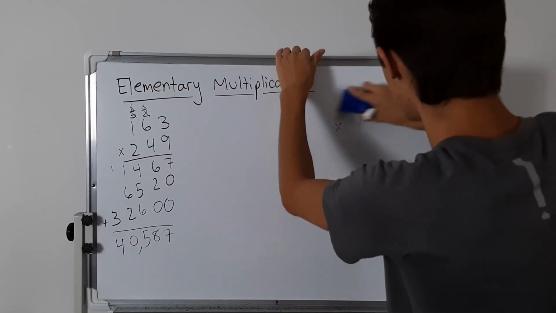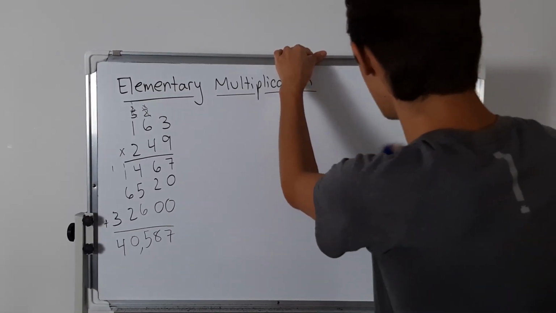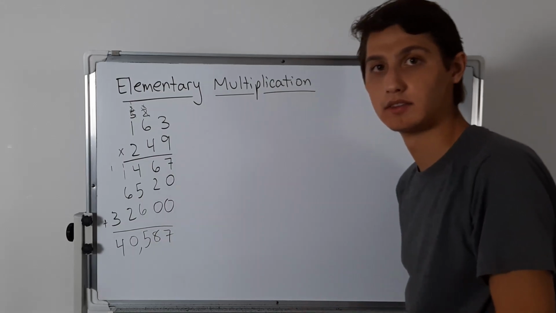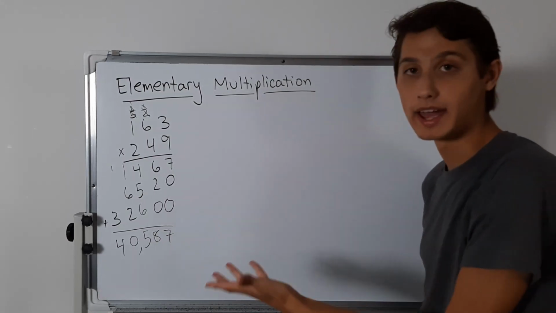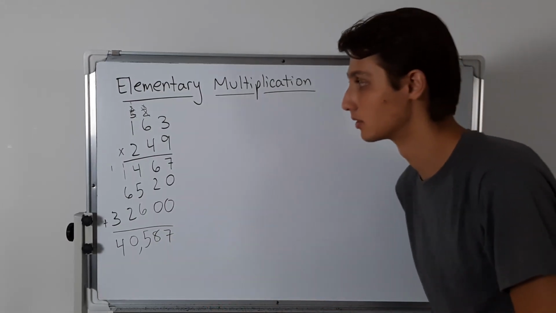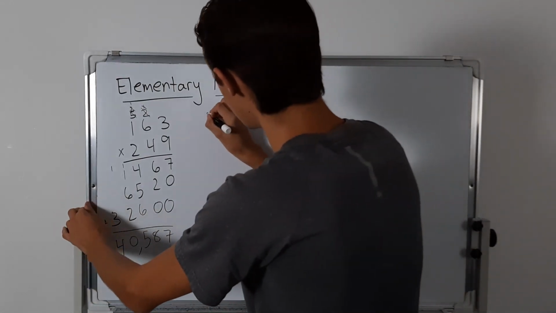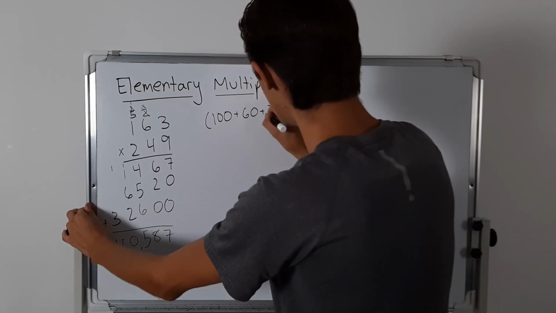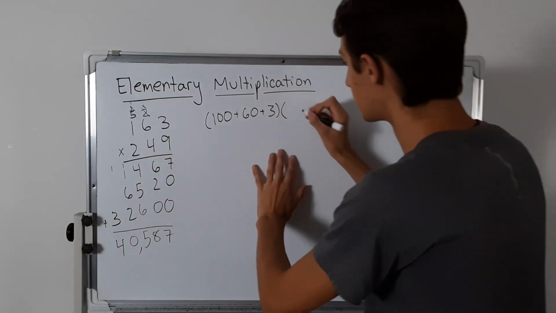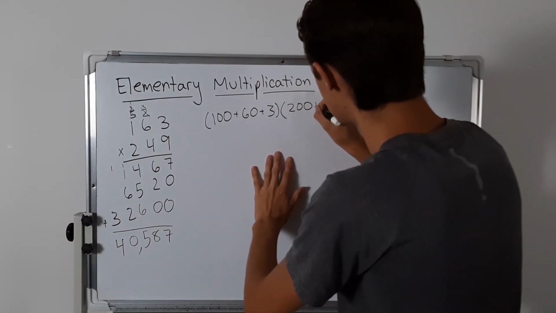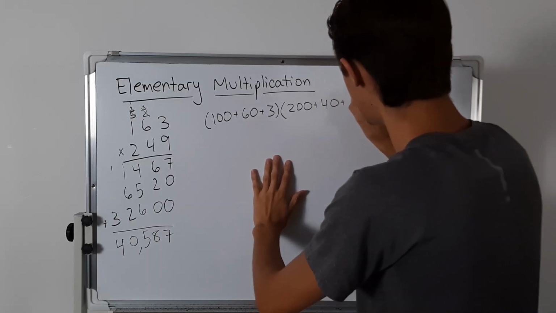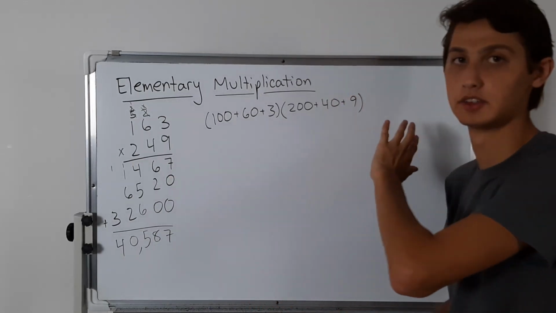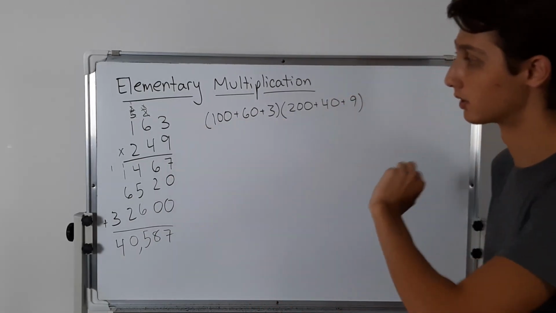And we're going to do that exact same thing, but with numbers. And you might not immediately think of that, but you can actually FOIL with numbers. You don't need variables for that. So let's just do it this way. So we get 100 plus 60 plus 3 multiplied by 200 plus 40 plus 9. And this is literally how you just do it. And you just FOIL it out this way. So I'm just going to FOIL it.